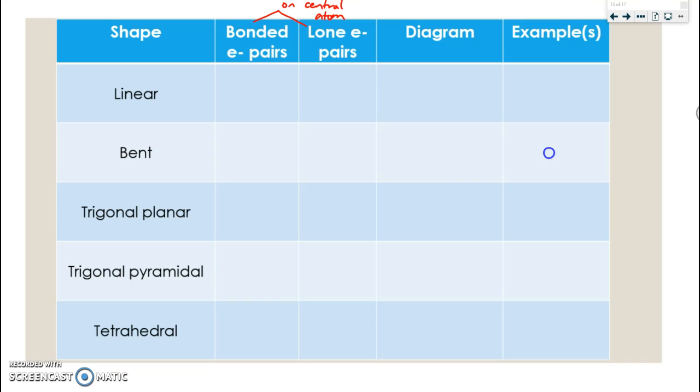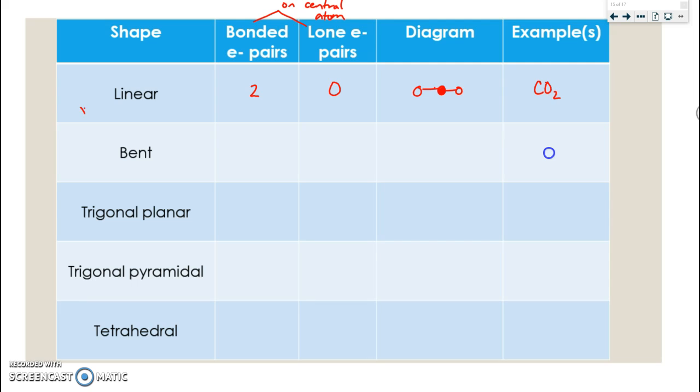When something is linear, it's going to have 2 things bonded and 0 lone pairs. The diagram kind of looks like a line. So we'll have our central atom and then 2 things connected. A good example is CO2, okay, which we drew a couple slides ago.